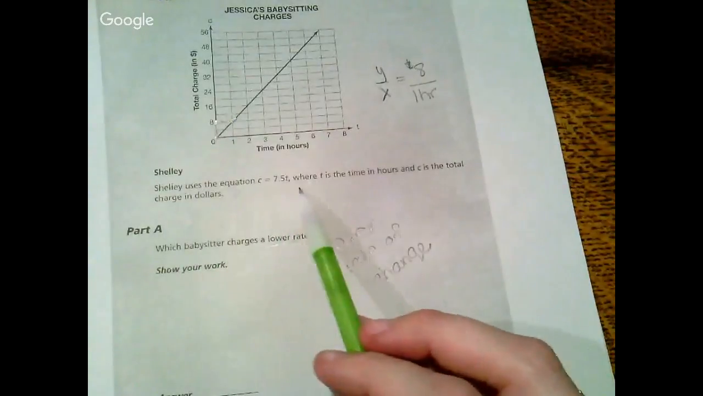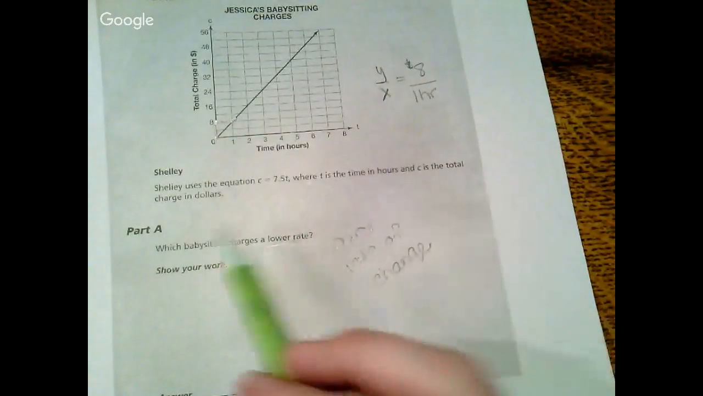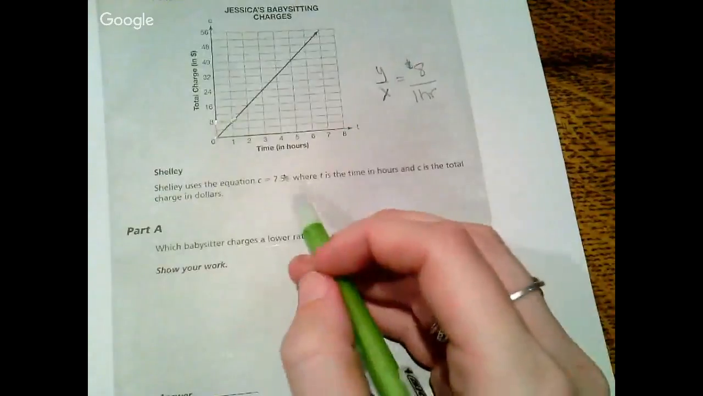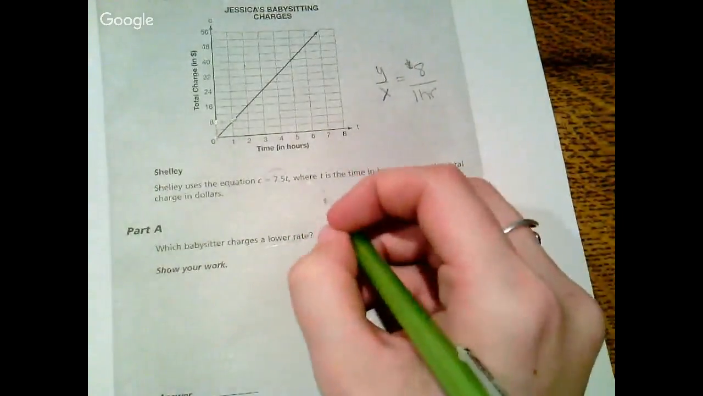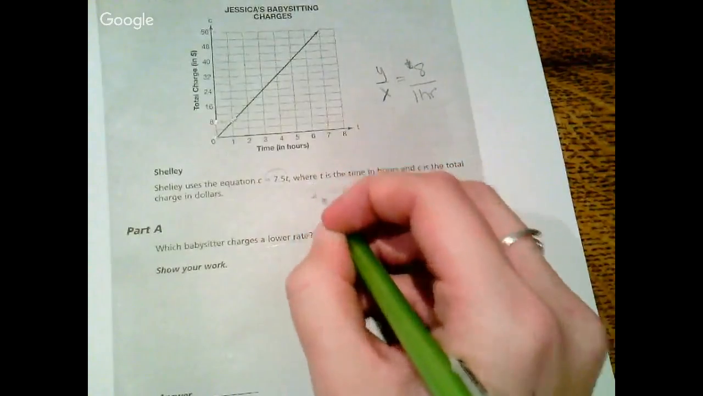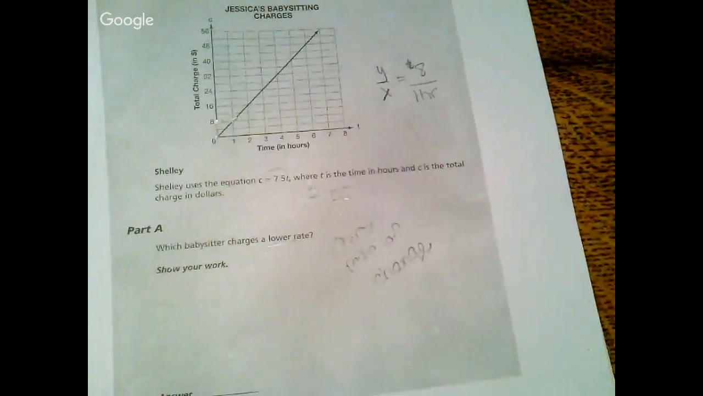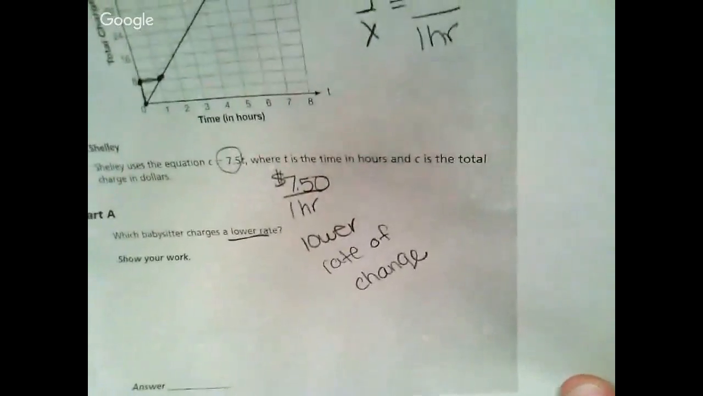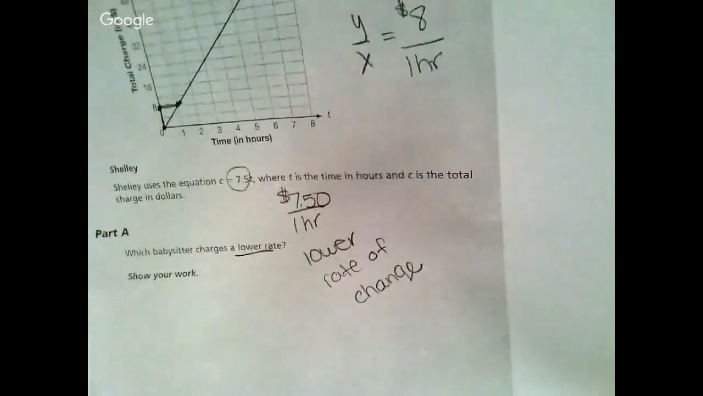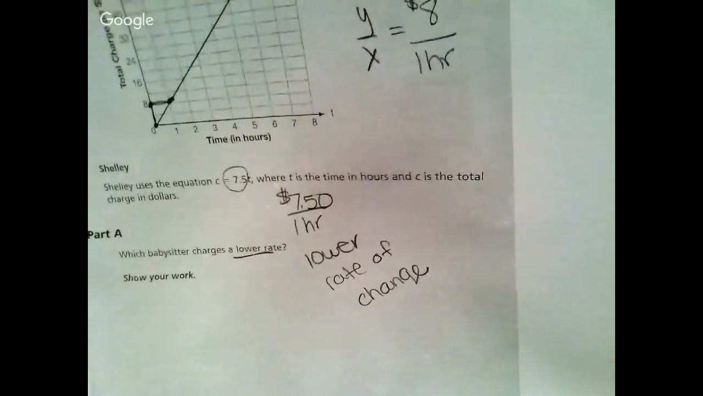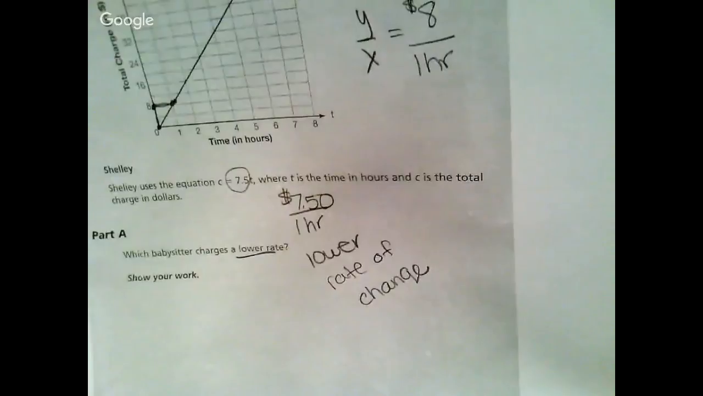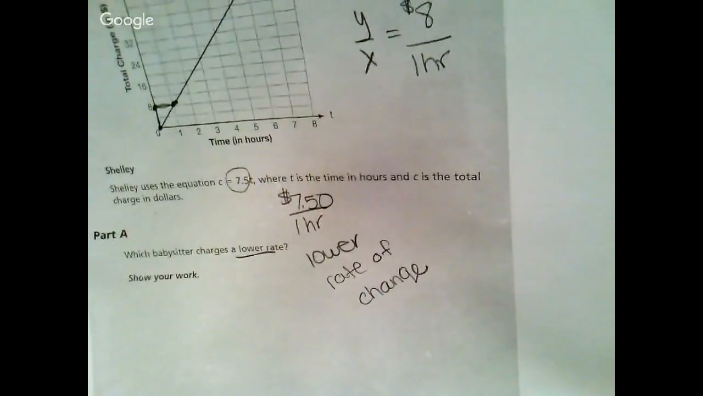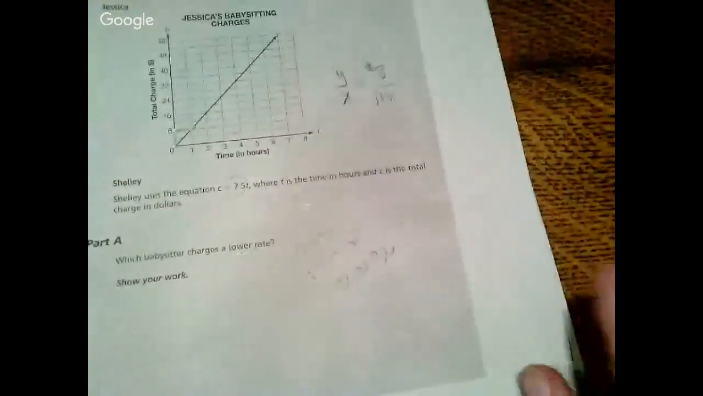Now, Shelly uses this equation where t is the time in hours and c is the total cost. So here, her rate of change, or her slope, is the number in front of the t. So she charges $7.50 for 1 hour. I know there's a glare on this, guys. I'm sorry. There we go. Oh, it's so much better, Miss Wall. So I have $8 per hour for Jessica and $7.50 an hour for Shelly. Which babysitter charges the lower rate? Well, that's going to be the $7.50 per hour, which is Shelly.